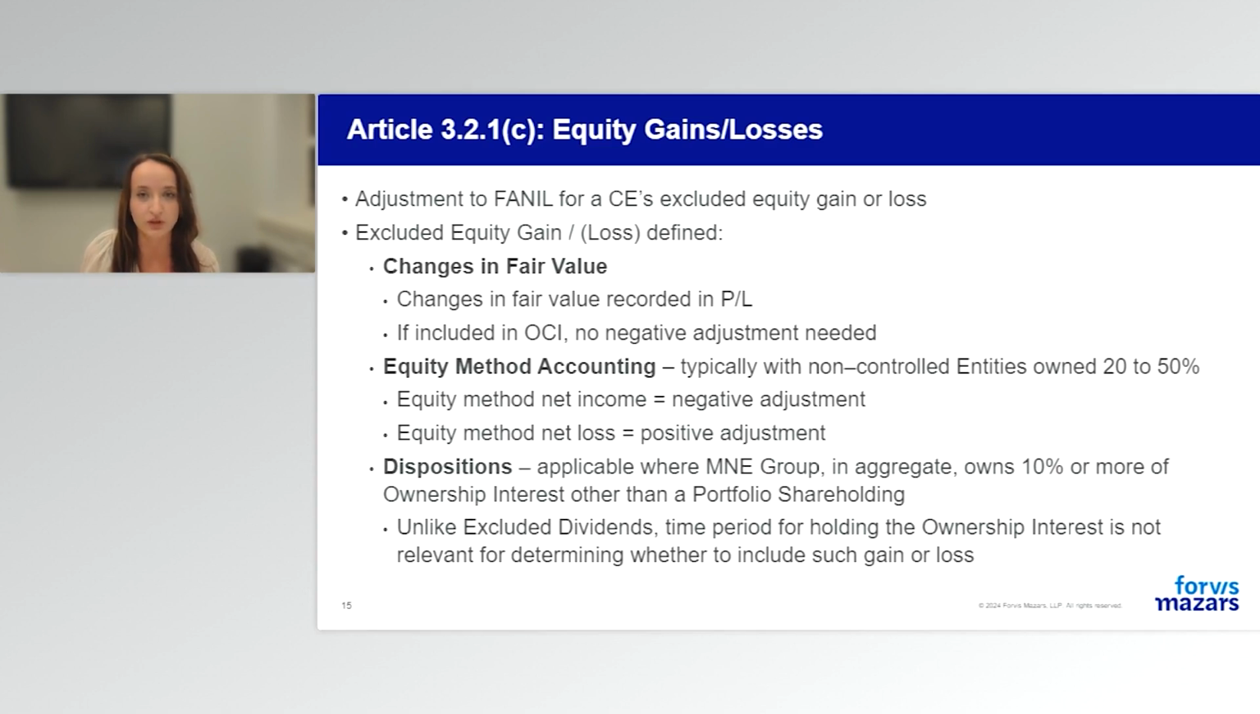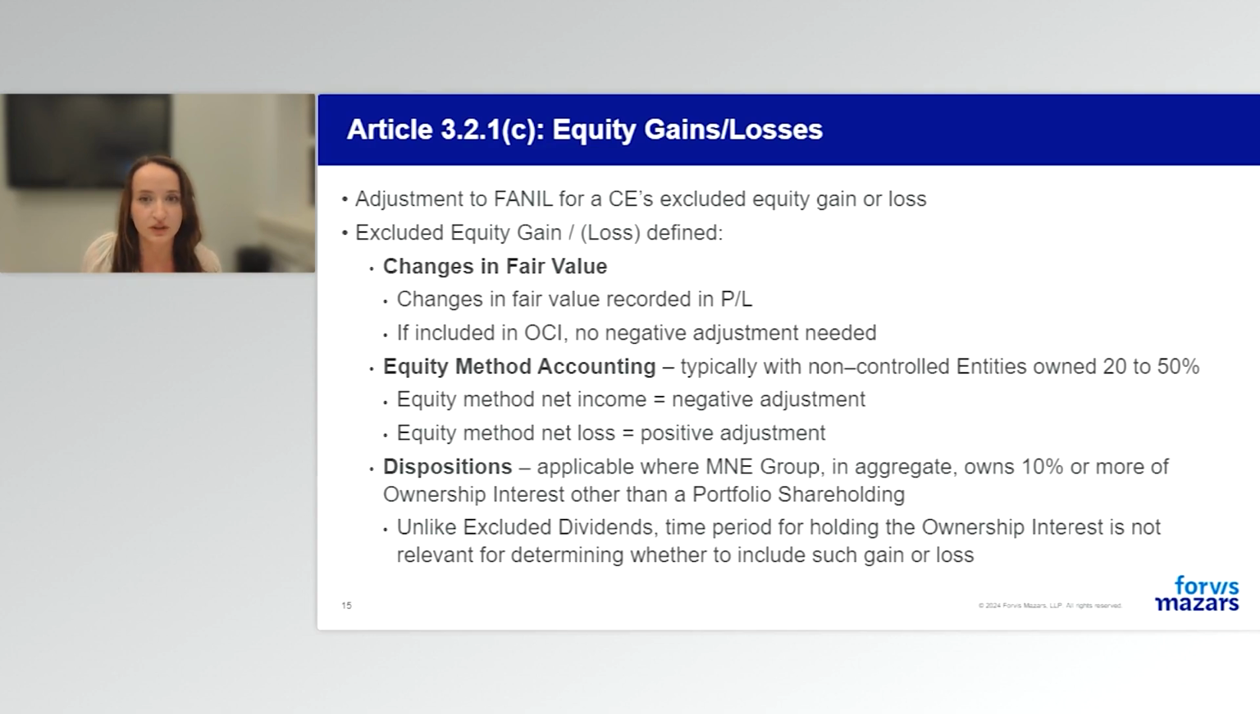Now, starting with the first one, the fair value method revalues the ownership interest, and changes in value are reported as a gain or loss in the P&L or in the OCI. Gains and losses on ownership interest, other than portfolio shareholdings, are excluded from the GloBE income and loss computation. Therefore, there's only an adjustment if the movement is included in the P&L.